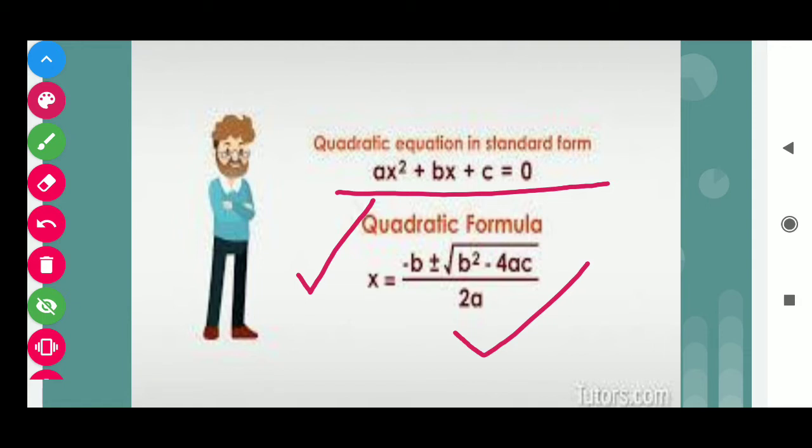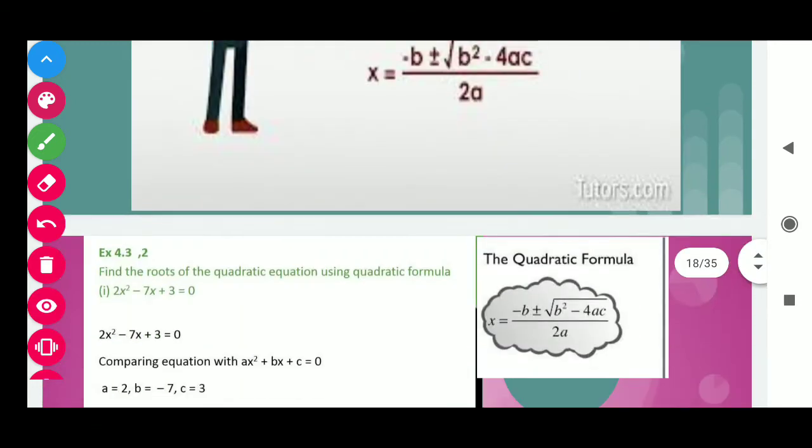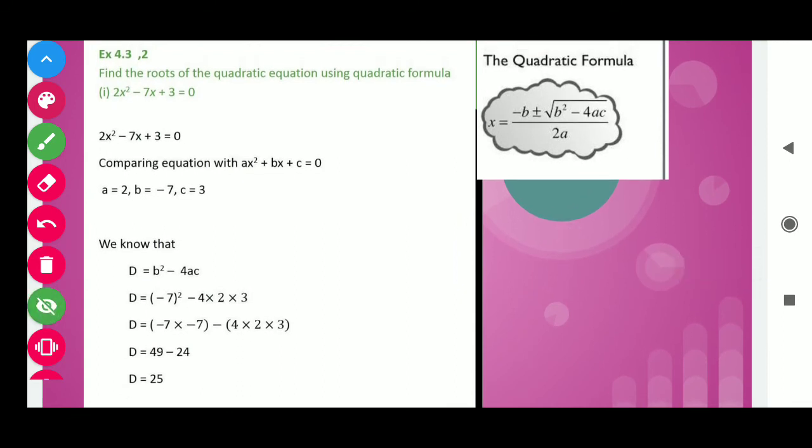Okay, we have already studied in the previous lectures about the completing the square method and factorization method. Now students, this is a really very easy method to calculate the values. So students, let's start with the questions. Here we have exercise 4.3, question number 2, and here we have the first part.